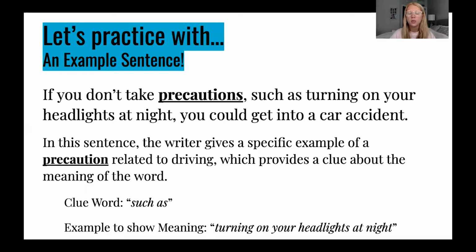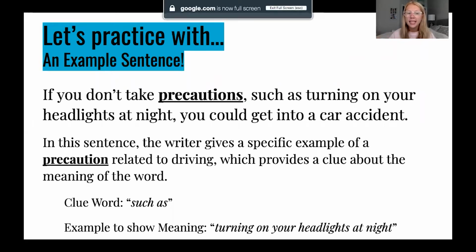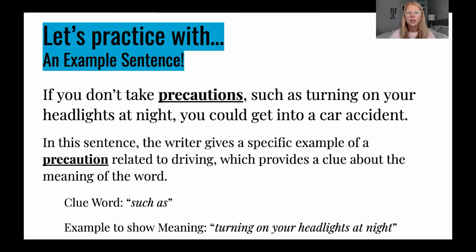So in this sentence, our clue word or our signal word is such as. Such as is stated right before our example to show meaning for the word precaution. And the example to show meaning is turning on your headlights at night. So this would be the precaution, turning on your headlights at night. So through the context clues included in this sentence, we can understand the word precaution means preventing something from happening that could be dangerous. So to prevent a car accident at night, we should turn our headlights on so we can see at night. So that's an extra precaution. We're doing this to make sure something dangerous does not happen.